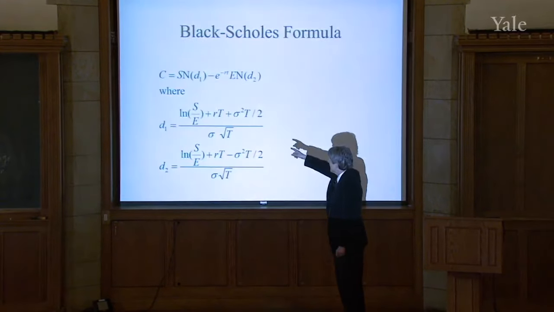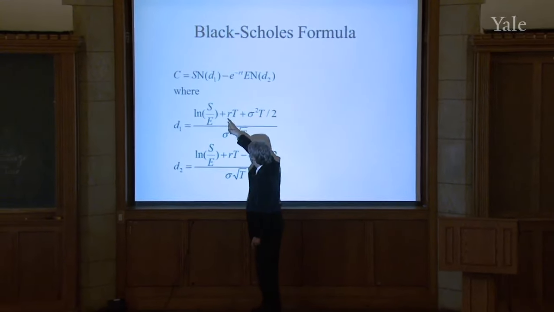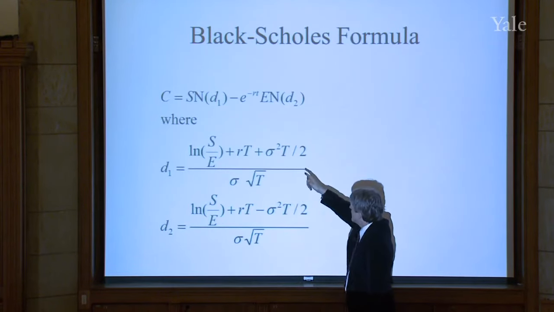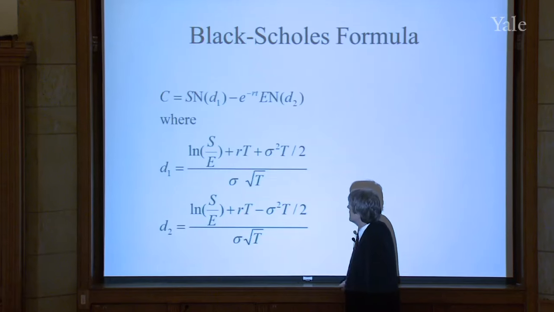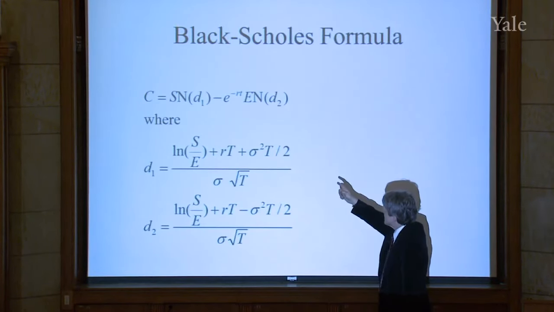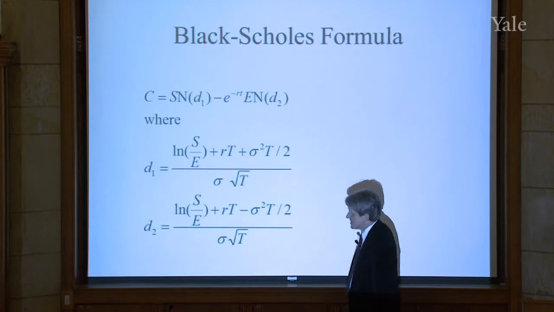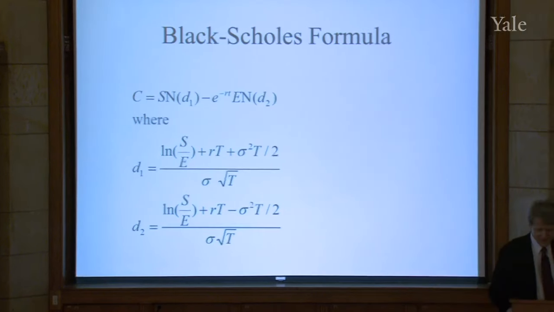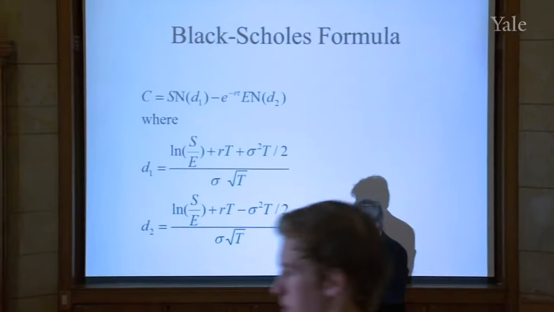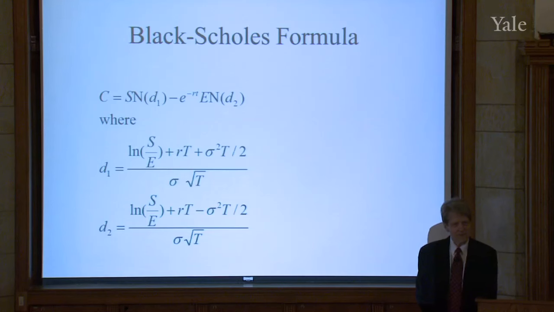The call price is equal to the share price, S, times N of d1, where d1 is this equation, minus e to the minus r, the interest rate, times time to maturity, T, times the exercise price times N of d2, where this is d2. And the N function is the cumulative normal distribution function. I'm not going to derive all that because it involves what's called the calculus of variations. I don't think most of you have learned that.